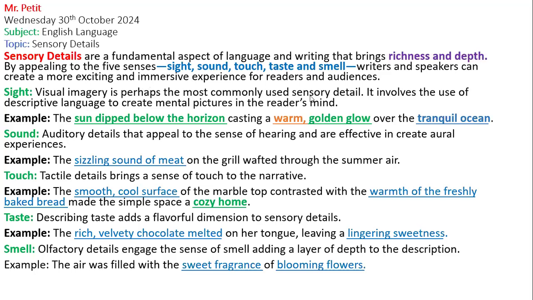Visual imagery is perhaps the most commonly used sensory detail. It involves the use of descriptive language to create mental pictures in the reader's mind. Example, the sun dipped below the horizon, casting a warm golden glow over the tranquil ocean. No, man, read that with some soul. The sun dipped below the horizon, casting a warm golden glow over the tranquil ocean. Very good.